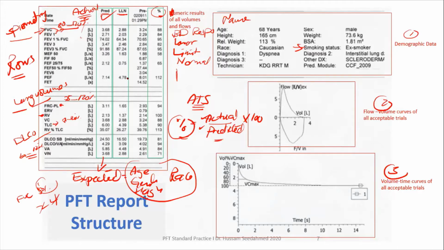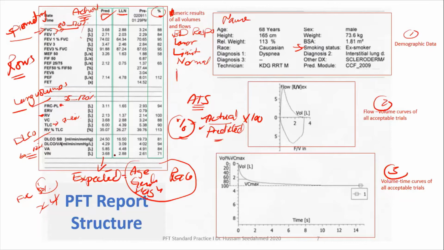So as a general rule, the normal percent predicted is from 80 to 120. There are small differences in the FRC and the residual volume. They are 75 to 120% predicted. So this is regarding the percent predicted and the structure of the PFT report. I hope this is clear.